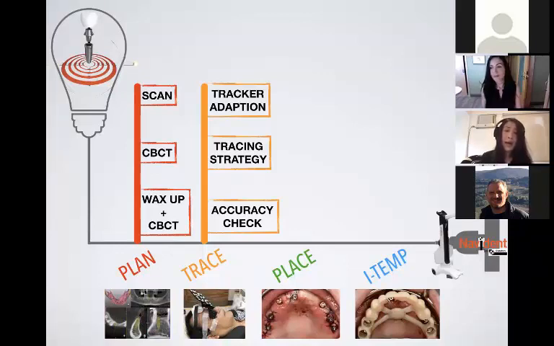The second part of the trace is you also have key steps to follow. Number one is you have to adapt the trackers. The tracker is just like a GPS. So first you adapt the trackers on your patient, just like you're holding your cell phone accurately with you.